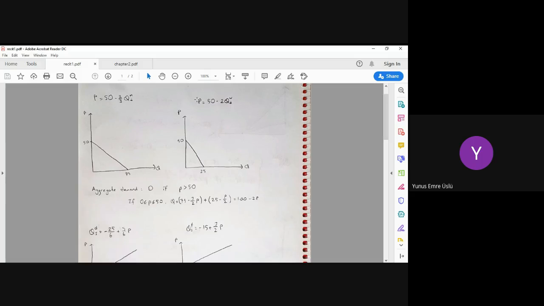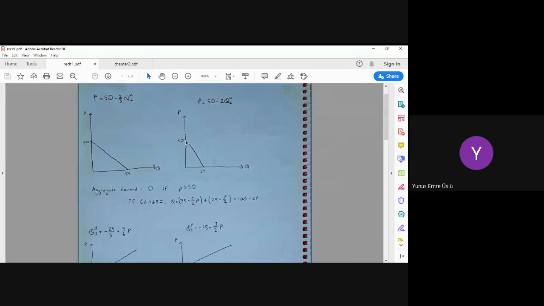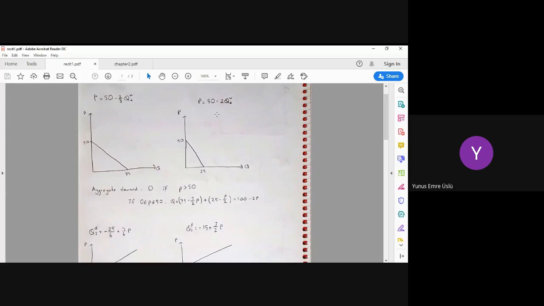For women, the inverse demand function is P is equal to 50 minus 2 times quantity demanded. So again, if Q is equal to zero, the price is 50. So if the price is 50, the demand is equal to zero. And if the price is zero, from this equation, the quantity demanded will be equal to 25. So these are the demand curves.